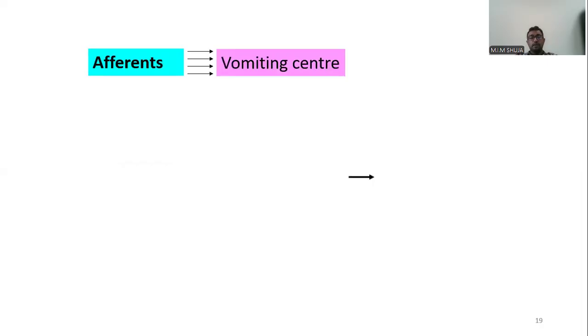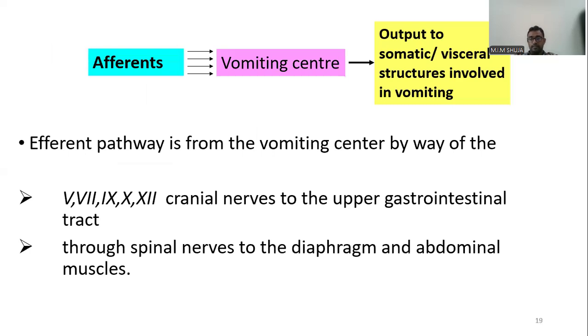So we have seen the afferent pathways and now we'll be looking at the efferent pathways. These are very simple. The efferent pathways mainly get the signal from the vomiting center. Once the vomiting center is activated, it sends coordinated signals to several organs and muscles. These outputs activate the muscles and cause vomiting in a coordinated fashion.